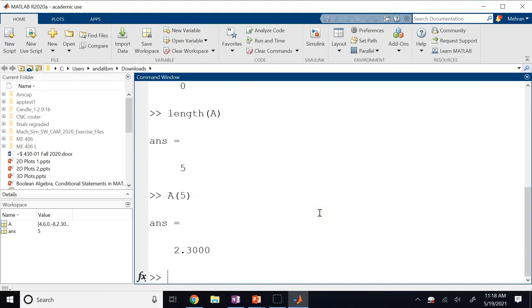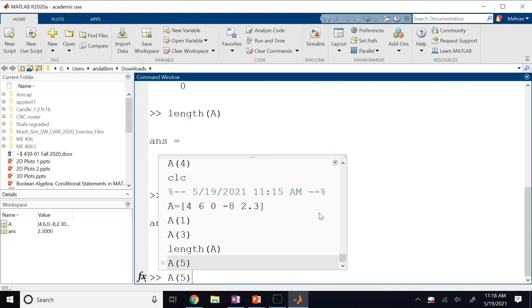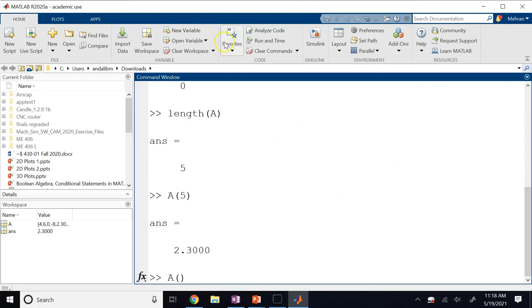A of 5. Or there is another way to do it without running the command length, finding the length, and then using it here. You can use the keyword end. And it's actually a function, not a keyword. When you say end, it basically finds the length and plugs that number in for you. So when you say A of end, it will find it for you.